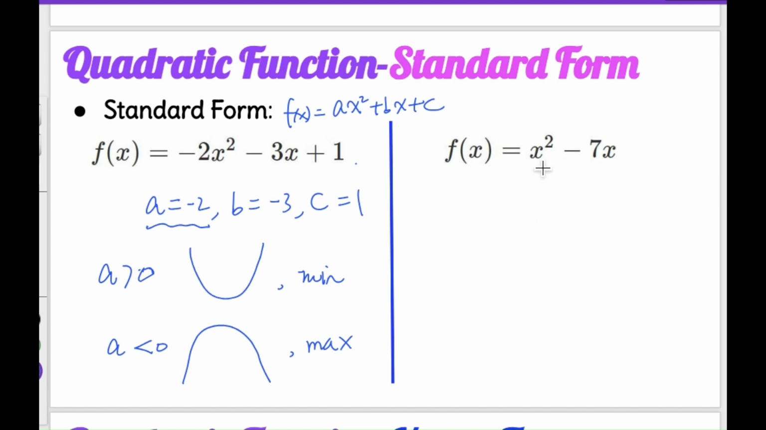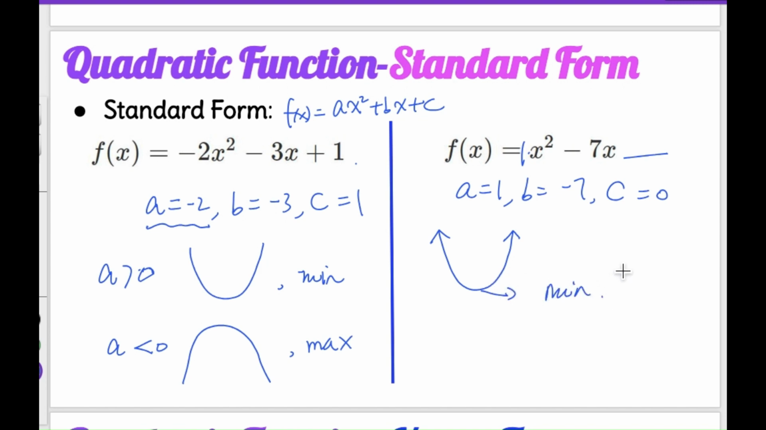Next example, we have two terms here, x squared and 7x. We know A is the number in front of x squared. When we see no number, it means there is an invisible 1. And B is -7. For C, since we have no constant term here, it is considered 0. Again, we can use this to help us figure out how to use the quadratic formula. Also, since A is positive, we can predict the graph will look like this, and we're looking at the minimum value of y. Okay, so that's for the standard form.